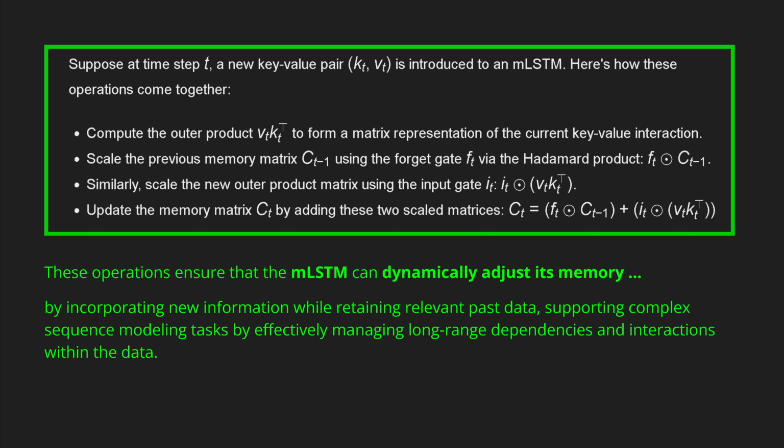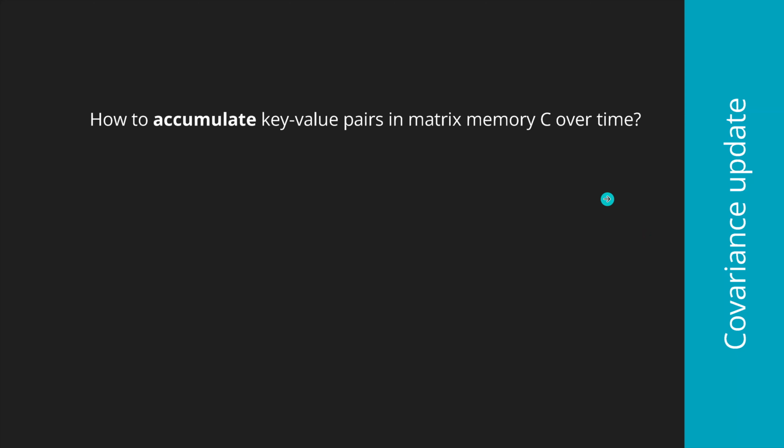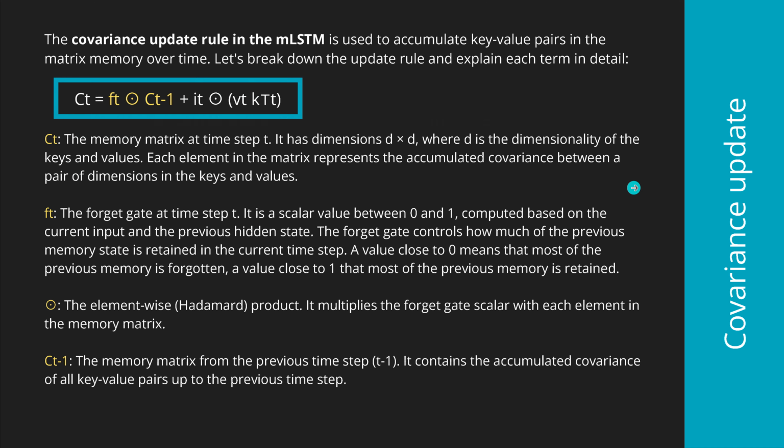And you might say, hey, wait a minute. This is a new formula. You have not shown us the new formula, and you're right. So let's come to the point. How do we accumulate the key value pairs that come in our input stream in a matrix memory structure C over time? And remember, we're also looking for time series analysis.